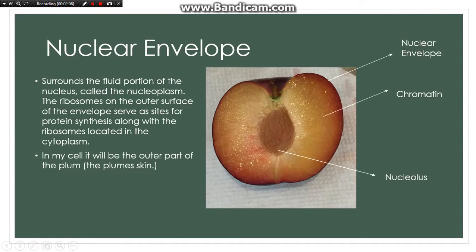The nuclear envelope surrounds the fluid portion of the nucleus, called the nucleoplasm. The ribosomes are on the outer surface of the envelope as sites for protein synthesis, along with the ribosomes located in the cytoplasm. In my cell, it will be the outer part of the plum skin, so right here as I showed you.